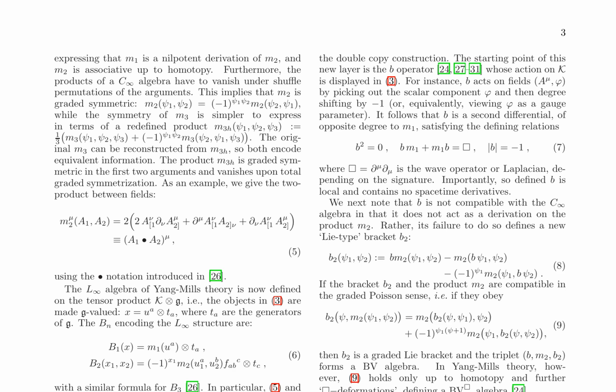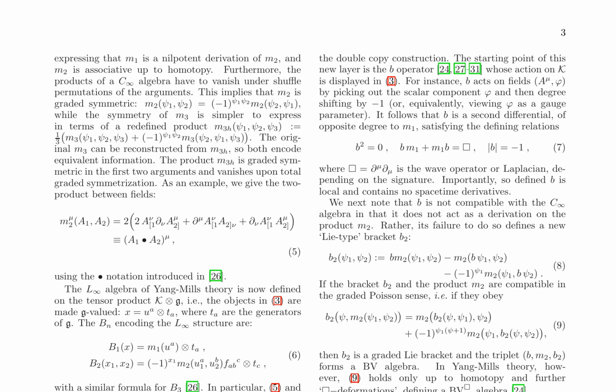Specifically, M2 is graded symmetric, while M3 is symmetric in its first two arguments and vanishes under total graded symmetrization. The authors provide an example of the two-product between fields, denoted by M2, which is equivalent to the dot product of two fields. The L-infinity algebra structure is defined on the tensor product K ⊗ G, where K is the space of fields and G is the Lie algebra of the gauge group. The authors introduce the Bn operators, which encode the L-infinity structure, and provide formulas for B1 and B2. The C-infinity relations and Jacobi identities ensure gauge covariance of the theory.